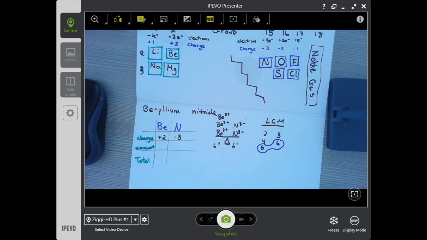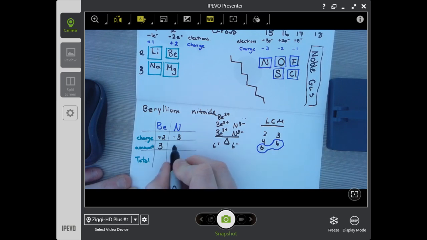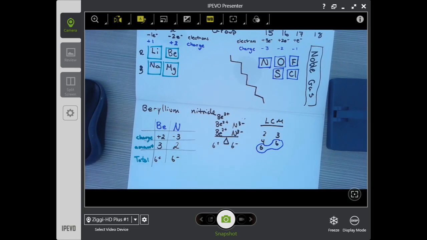We're back to our table trying to figure out the amount so we can write the compound. 3 berylliums, 1, 2, 3 to get to 6 positive in order for these to balance. Nitrogen, we only need 2 to get to 6 in order for these to balance. So our total is 6 positive, 6 negative. That's awesome. That means that we are balanced, right? Cool.